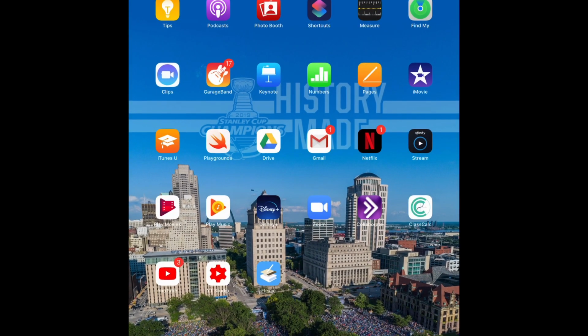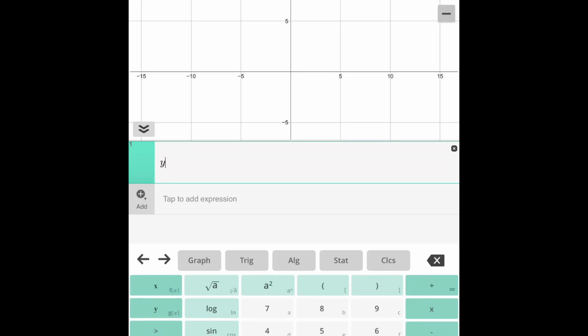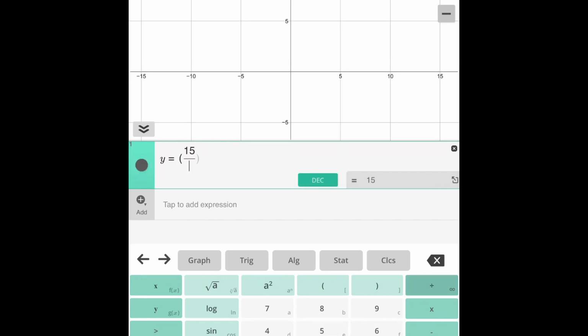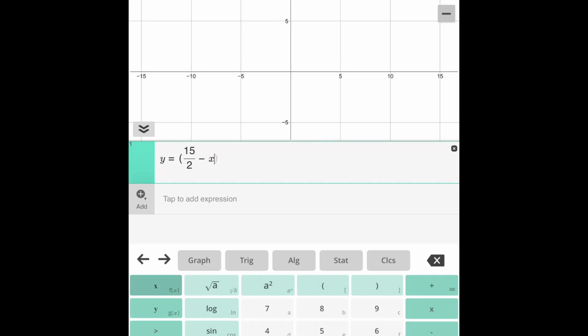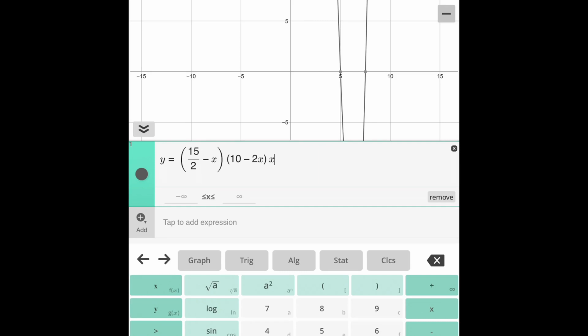Okay, so now it says use a graphical method to find the maximum value and the value of x that gives it. So what we can do is we can go into our ClassCalc app, and we can graph this. So let's graph. So y equals 15 divided by 2 minus x times 10 minus 2x times x.